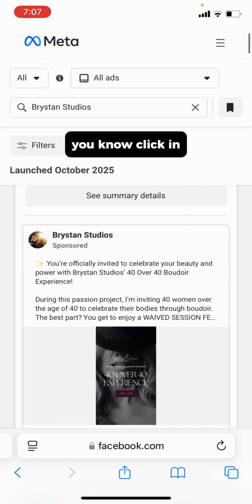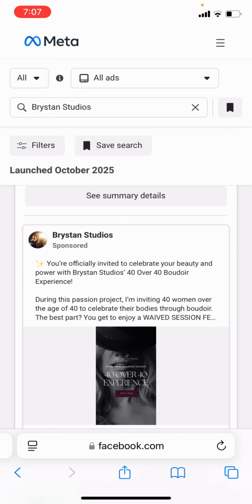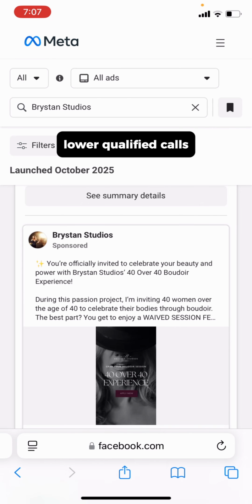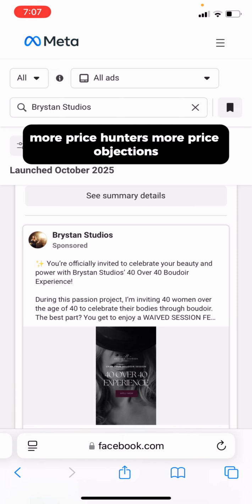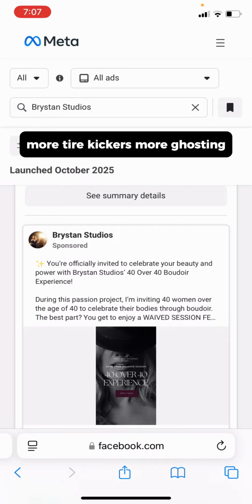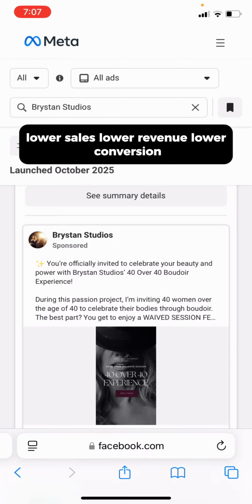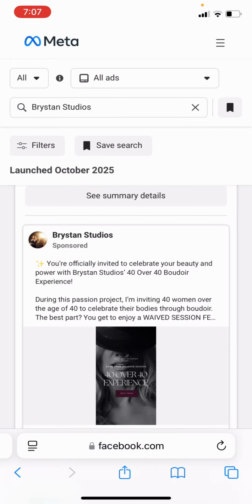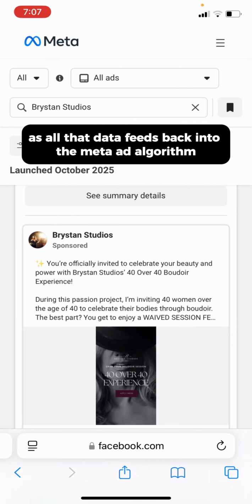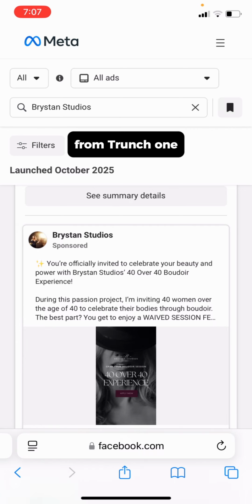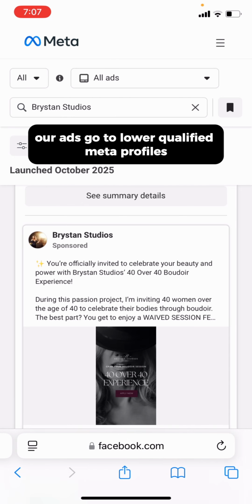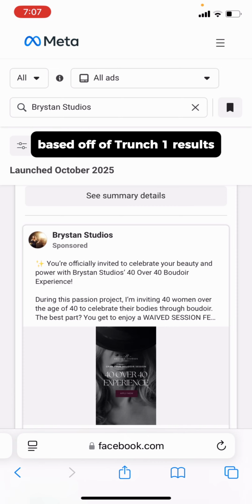So fewer women consume, click in, read what we have, consume our ad copy. Lower qualified leads, lower qualified calls, more price hunters, more price objections, more tire kickers, more ghosting, lower sales, lower revenue, lower conversion, lower ROAS. All that data feeds back into the Meta ad algorithm from tranche 1. And in tranche 2, our ads go to lower qualified Meta profiles. Same ad spend, worse result. We've entered the downward spiral of despair based off of tranche 1 results.